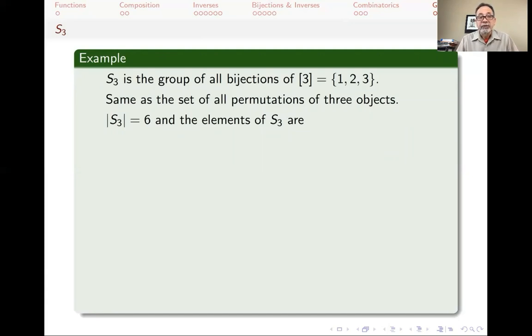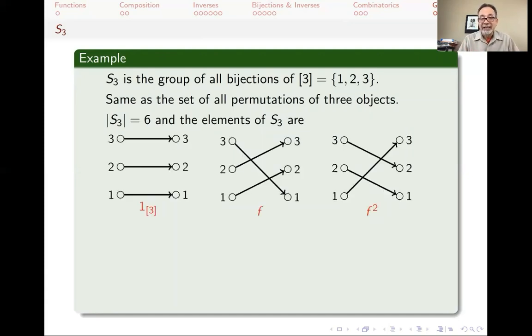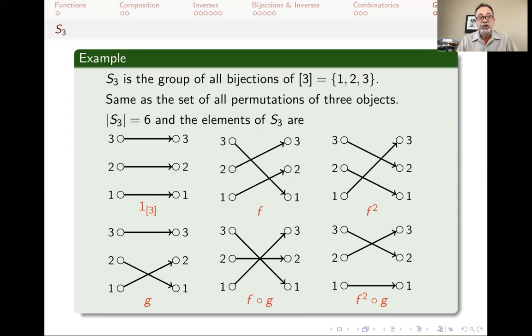But what are the elements of this? These are 3 of them. The identity. F, for example, says 1 to 2, 2 to 3, 3 to 1. I wrote F squared for this one because if you compose F with itself, this is the one you get. You get 1 goes to 3, 2 goes to 1, 3 goes to 2. You also have 3 other ones. G, which is just switching the places of 1 and 2. If you compose F circle G, you get the function that switches 1 and 3 and keeps 2 fixed. If you compose F squared with G, you get the function that switches 2 and 3 and keeps 1 fixed.